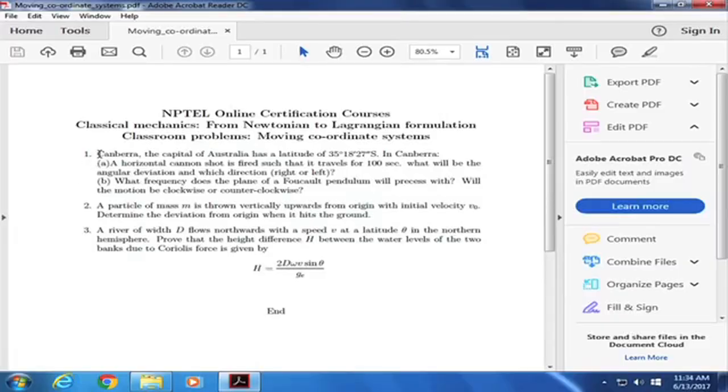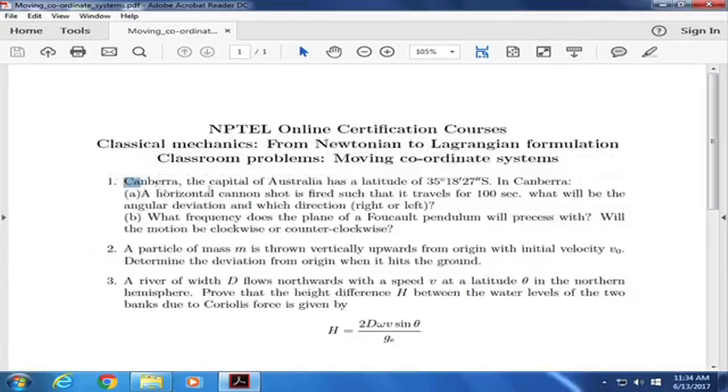We start this class by looking into some problems which have horizontal motion involved in it. So, the first problem is number 1. Canberra, the capital of Australia, has a latitude of 35 degrees 17 minutes and 27 seconds. In Canberra, a horizontal cannon shot is fired such that it travels for 100 seconds. What will be the angular deviation and in which direction, right or left?